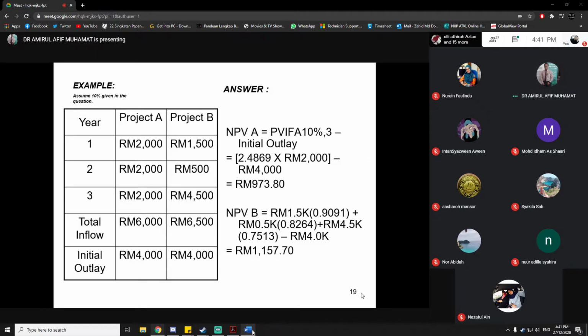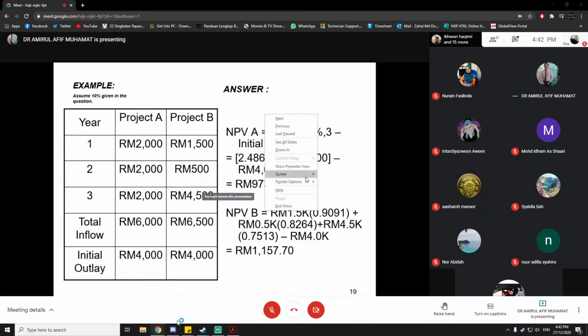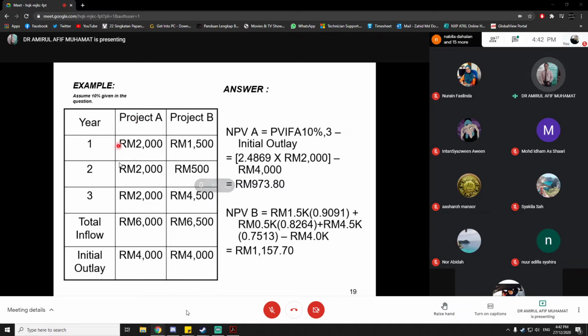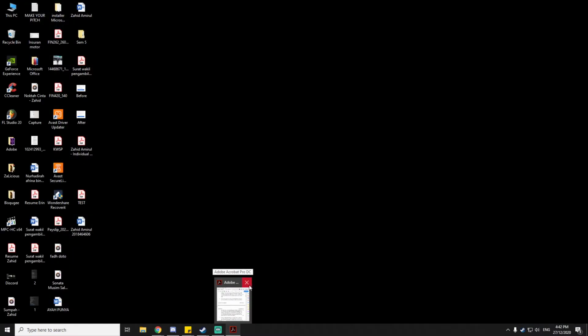Okay, the same example. Project A. As I mentioned just now, project A is an annuity, every year the same amount. Project B is uneven or mixed income. So PVIFA.